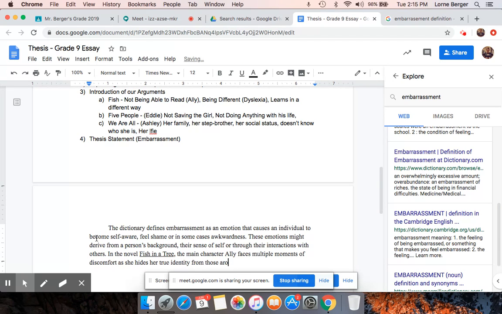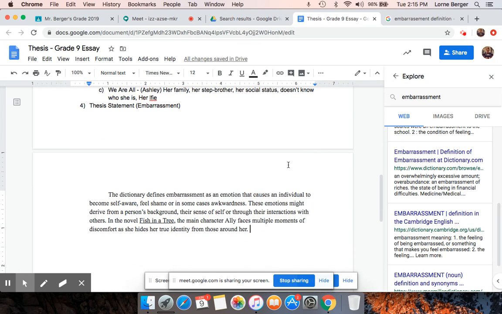Now, we don't have to go into too much detail because the truth is we're going to go into that in our body paragraphs. Whereas in the novel Fish in a Tree, the main character, Ali, faces multiple moments of discomfort as she hides her true identity from those around her. Whereas... moreover, humiliation, that's good. Moreover, the character Eddie, or the protagonist, make ourselves sound small.